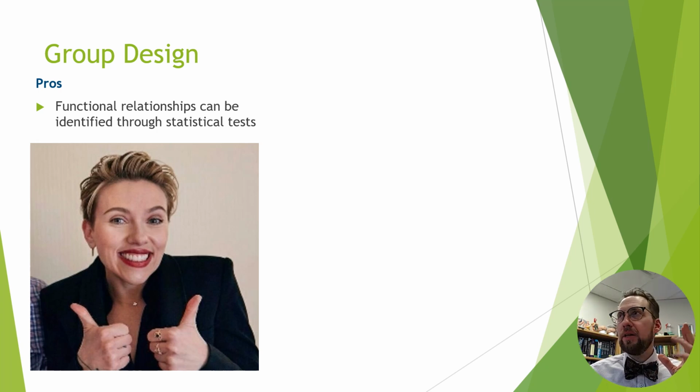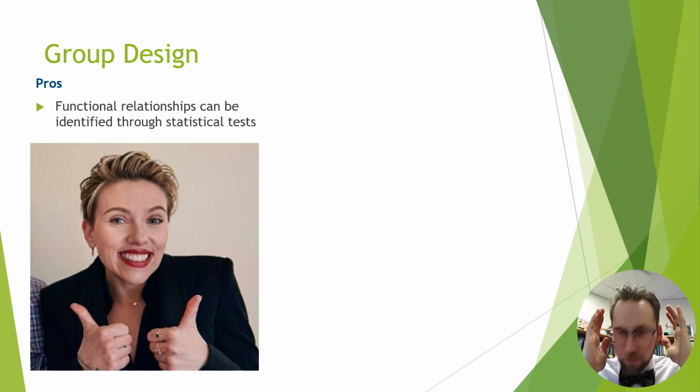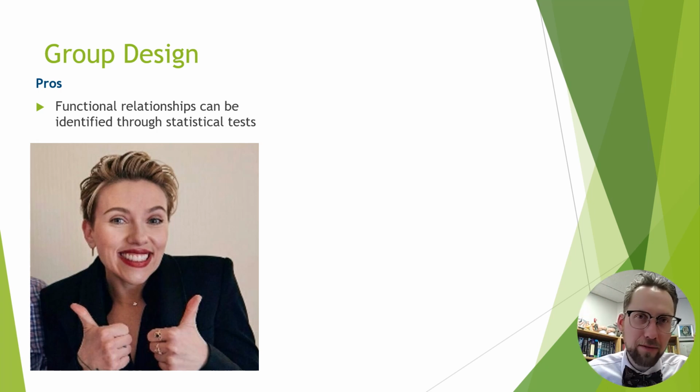Okay, so there are pros and cons to all these designs, and really, you need a full research methods course to dig into all that. But I mean, you've either already done that or you will do 2713 at some point. So for now, group designs have certain pros. A pro is functional relationships can be identified through statistical tests. So you have a very solid way of finding things out.